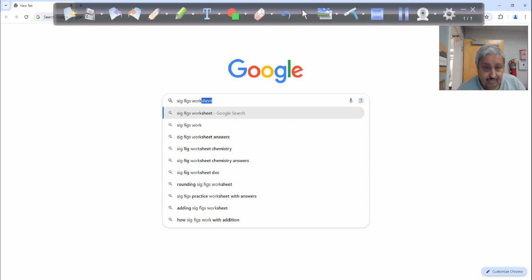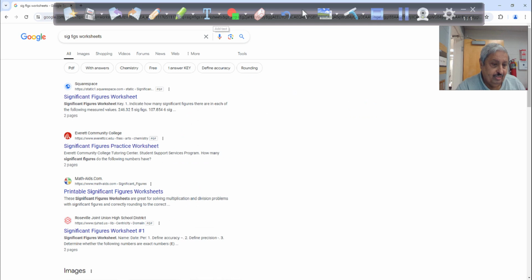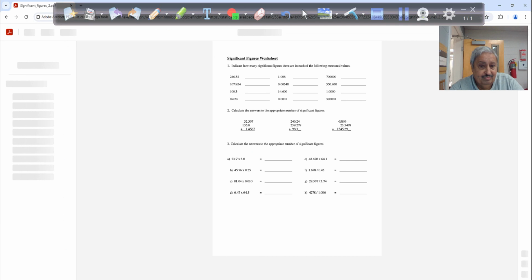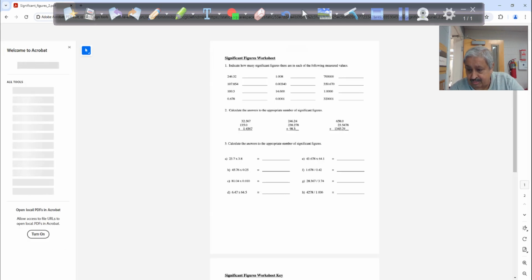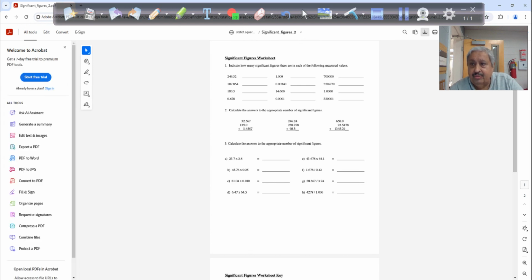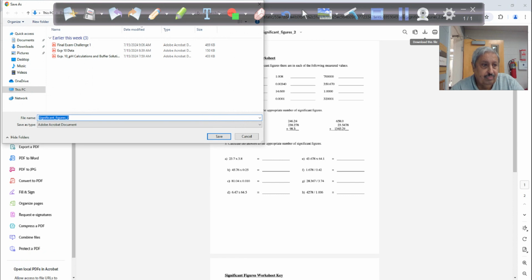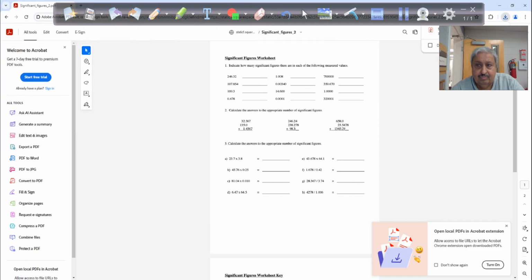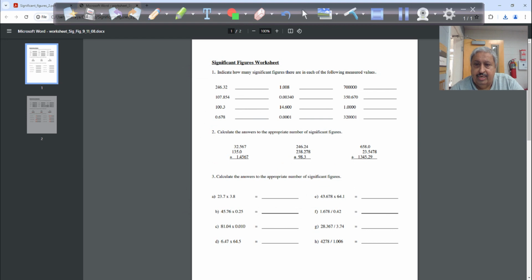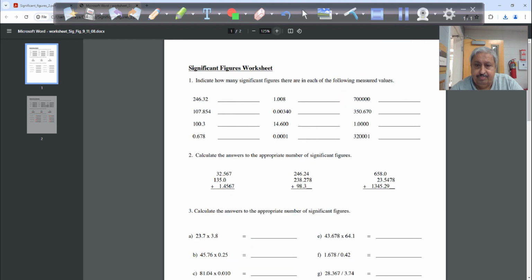If I get sig fig worksheets, see here, plenty of those, plenty. Okay, and they are very good. So let me just do this one here. Can you see those? I can download them. I can open them here. Now, guys, if you look at this, I can add them up.